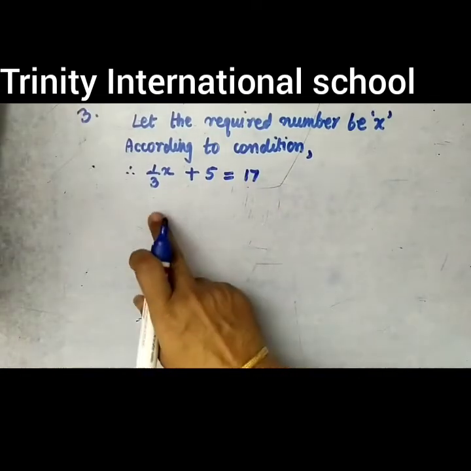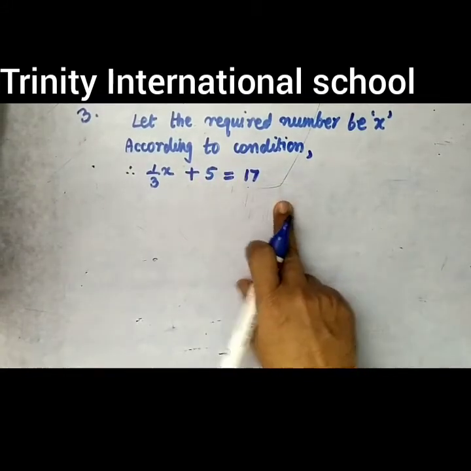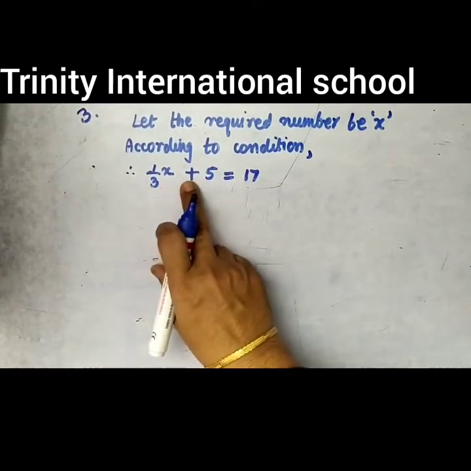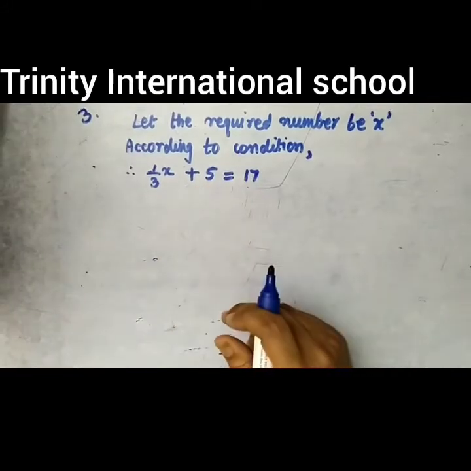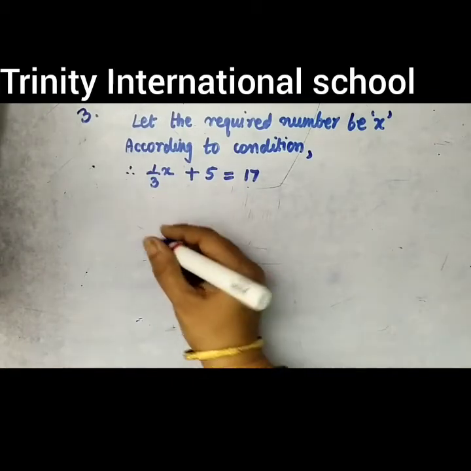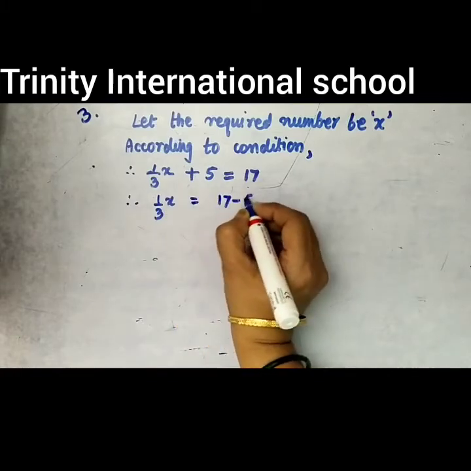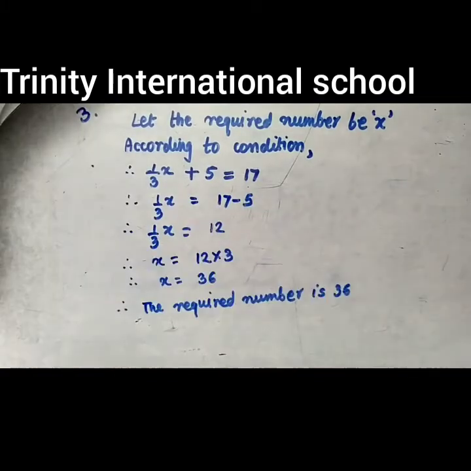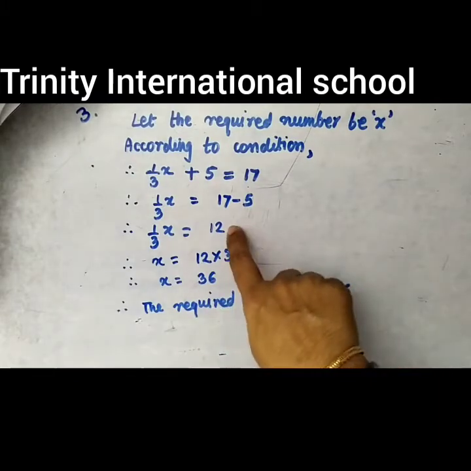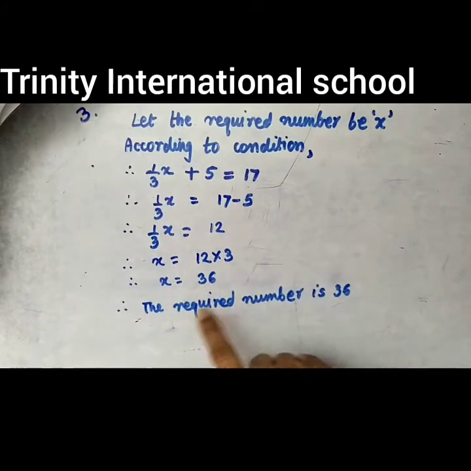So according to condition, this is what you have to form the equation. 1/3 of the number when added to 5 gives you 17. Okay, so according to condition, you need to form this type of equation. Now let us solve this equation. So 1/3 x is equal to 17 minus 5. Now see, after solving, here you are getting 12, then just cross multiply this two, you are getting x is equal to 36. So the required number is 36. So this is your third question.